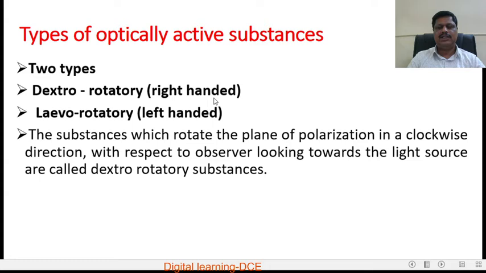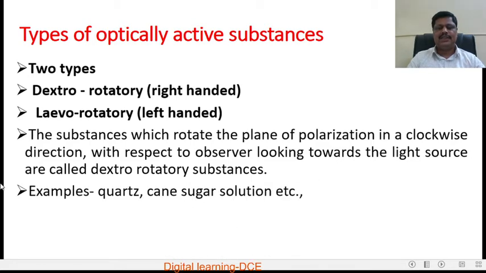What are dextrorotatory substances? The substances which rotate the plane of polarization or plane of vibration in a clockwise direction with respect to an observer looking towards the light source are called dextrorotatory substances. The examples of dextrorotatory substances are quartz, cane sugar solution, etc.